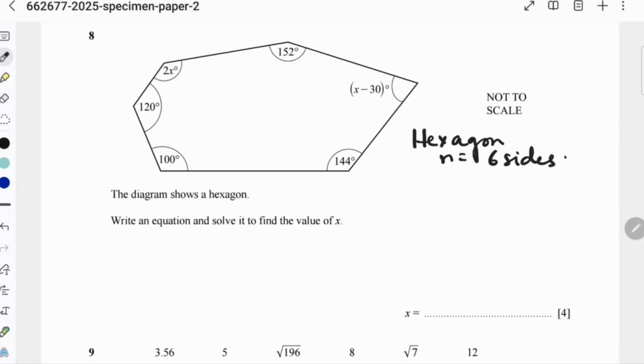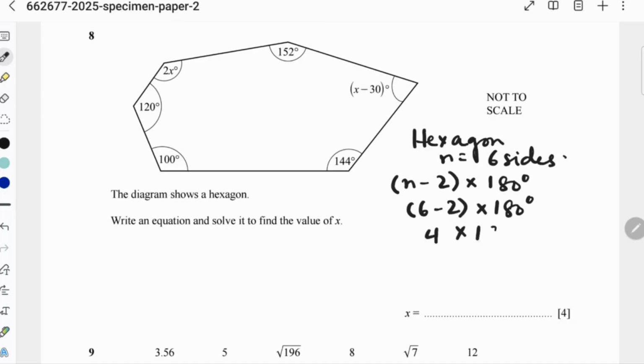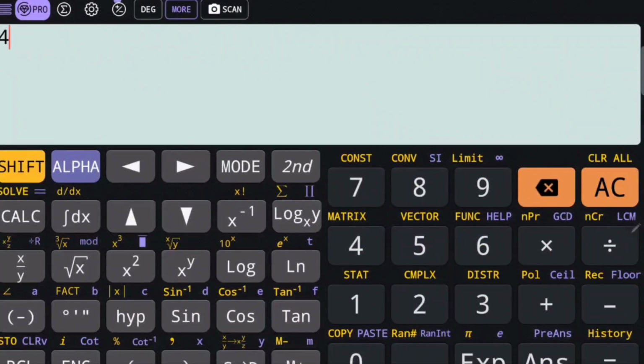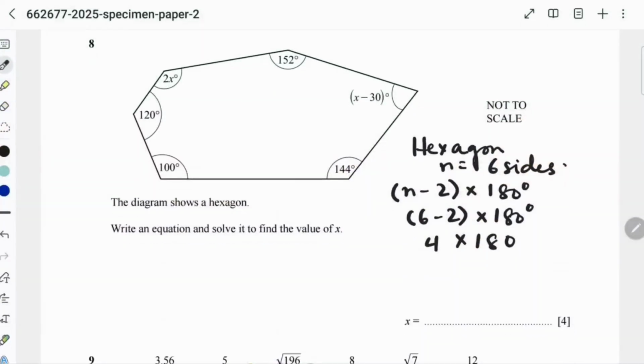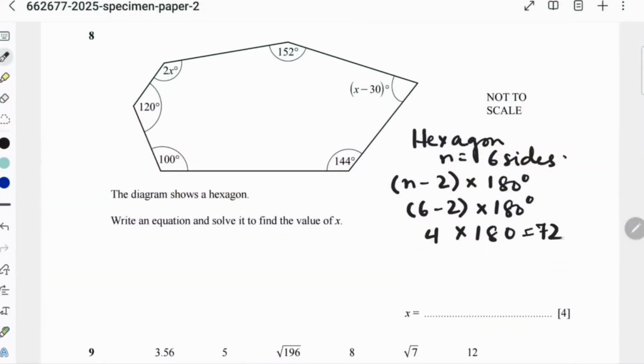Quickly find out the total of the angles of the hexagon. The total of the interior angles in a polygon is n minus 2 into 180 degrees. Like in a triangle, we have only 180 degrees. So that is 6 minus 2 into 180 degrees. That is 4 times 180, which is 720. Write down all of the angle measurements inside, and write down 720 degrees.